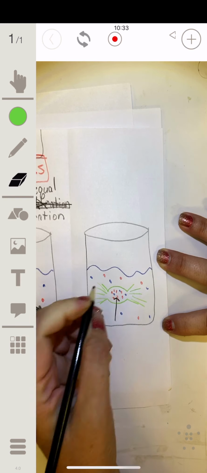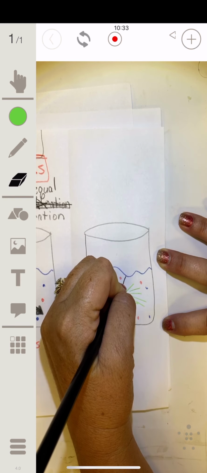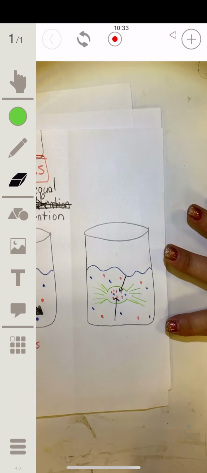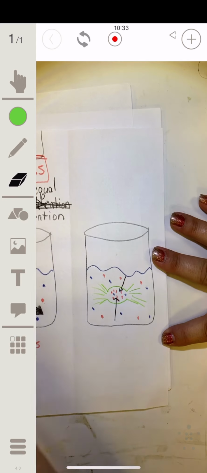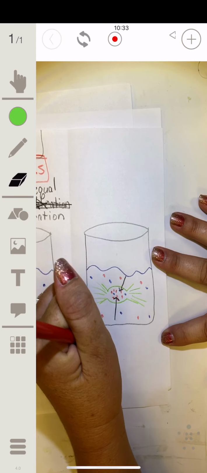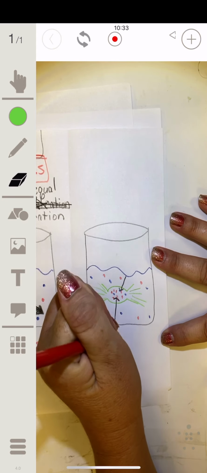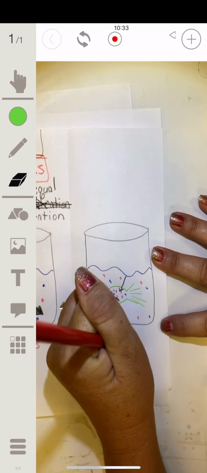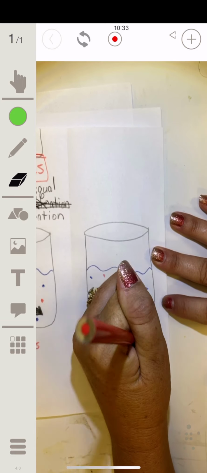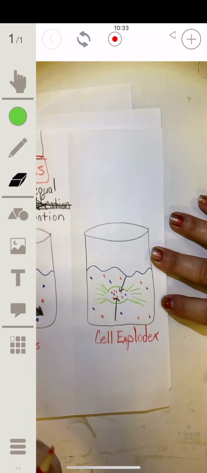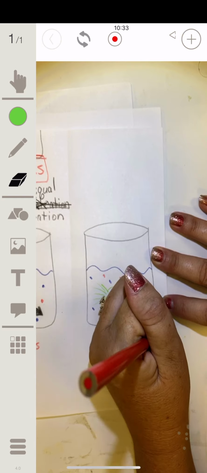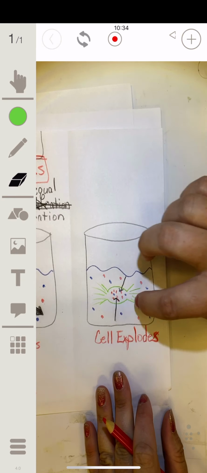The problem is the cell doesn't do a great job with a huge influx of water, just like a balloon doesn't do a great job with a huge influx or intake of air. So the cell explodes. This is all osmosis. Cell explodes. You put a saltwater fish in a freshwater aquarium, it's not going to survive because the cells are going to take, oh, that's supposed to be an S.